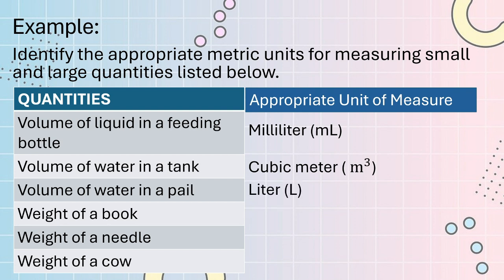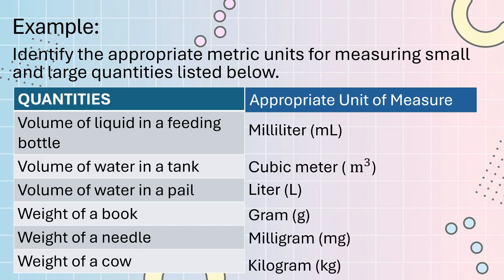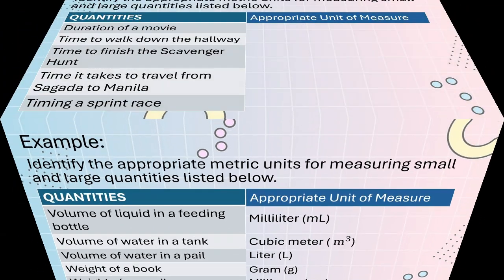Volume of water in a pail, liter. Weight of a book, gram. Weight of a needle, milligram, since it's so small. And weight of a cow, it's kilogram. Para siyang tao, no? Okay, next.